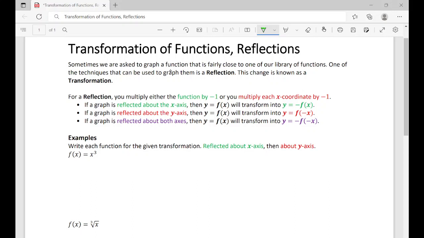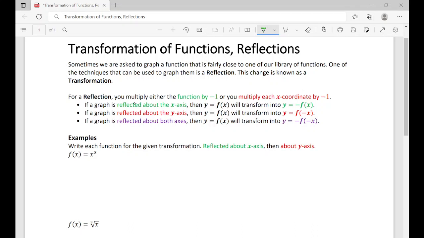Sometimes we are asked to graph a function that's fairly close to one of our library of functions. One of the techniques that we can use to graph is called a reflection. This change is known as a transformation. For a reflection, you must multiply either the function by -1 or you must multiply each x-coordinate by -1.